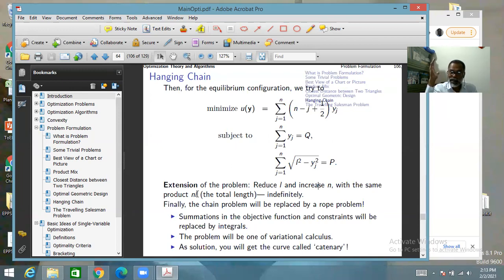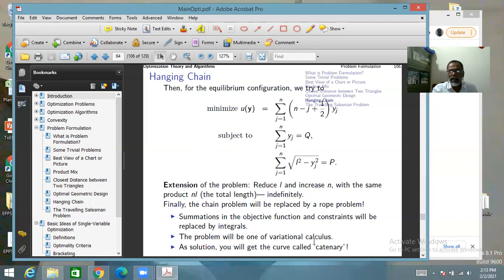Very small links, and many of them. Then finally, the chain problem will be replaced by a rope problem. Each infinitesimal length and infinite lengths like that together. So all these three summations will then be replaced by appropriate integrals. And then rather than n numbers, y1, y2, y3, y4, you will be actually looking for a function y of x. And the problem will be of variational calculus.